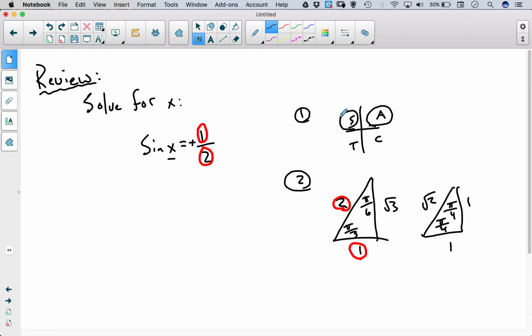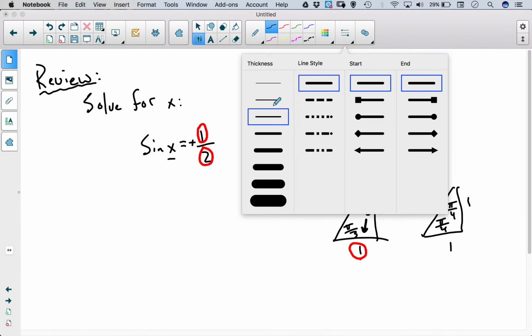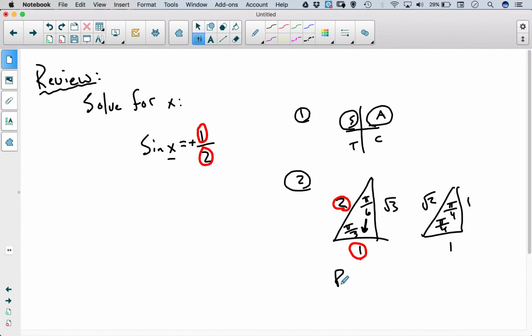So then we'll identify which angle should we use as our reference. Because it's 1 over 2, that means in its sine, it's going to be the opposite over the hypotenuse. So the opposite of this angle here, pi over 6, will be 1, and the hypotenuse is 2. So we're going to use a reference of pi over 6 here.